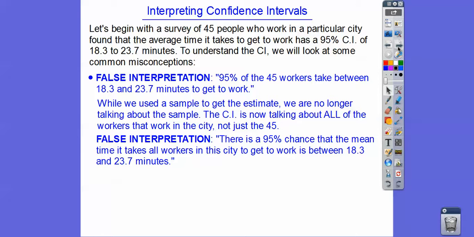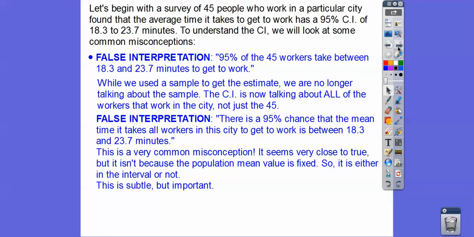Here's another false interpretation: there is a 95% chance that the mean time it takes all workers in the city to get to work is between 18.3 and 23.7 minutes. That's a real common misconception. It seems very close to being true, but it isn't, because the population mean value is a fixed number. So it's either in the interval or not. 95% of the time the population mean is in the interval, and 5% of the time it's not.